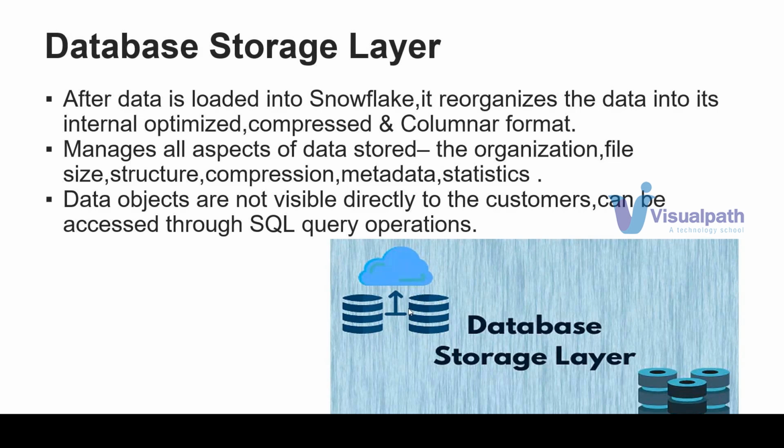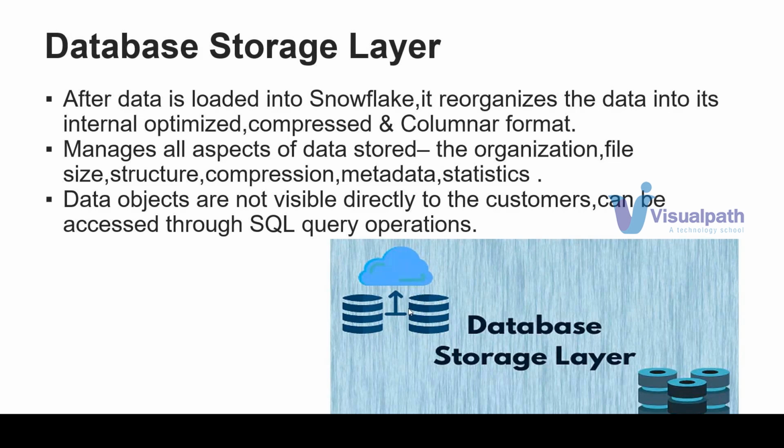So if you have loaded 1,000 records, based on the data volume, it segregates the 1,000 records into a few micro partitions. Just consider 4 micro partitions. In micro partition 1, out of 1,000 records, 300 records may be stored, in micro partition 2, 200, and so on, based on the data volume and data size. It stores the data in its internal optimized manner, for easy retrieval of the data.